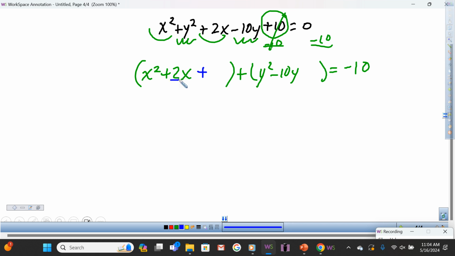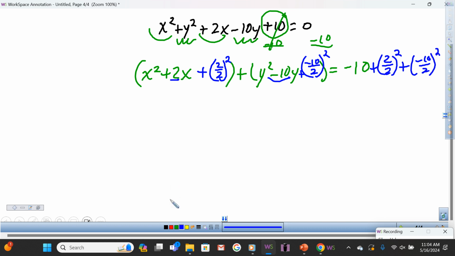Yeah, this one divided by 2. So 2 divided by 2 squared. We do that to every side. 2 divided by 2 squared. How about here? What do we need to add to this one? Yeah, the negative 10. Negative 10 divided by 2 squared. Add negative 10 divided by 2 squared.